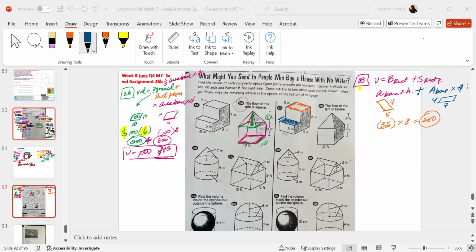So the base: 4 times 7. Do you understand it's 4? It's 9 minus 5. What's the height? 8? No, 8 is the entire thing. Sorry, 3.